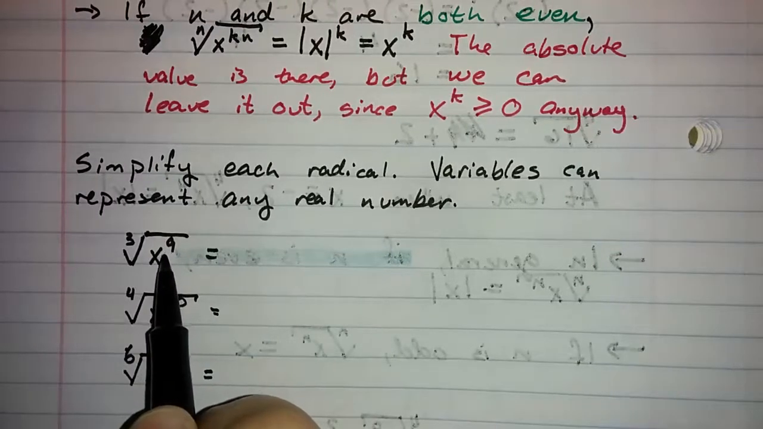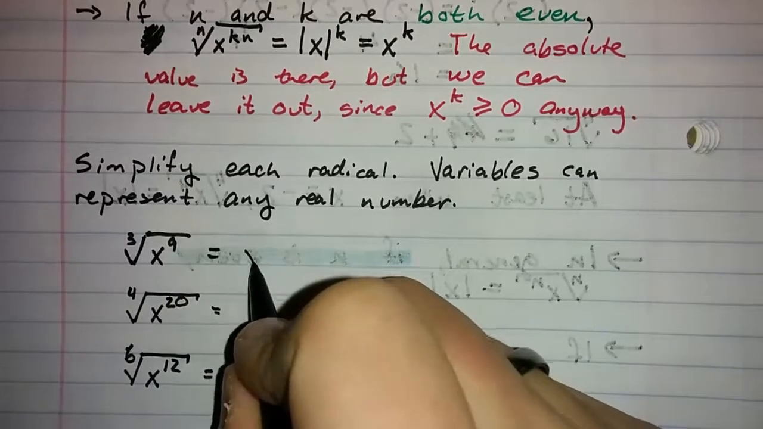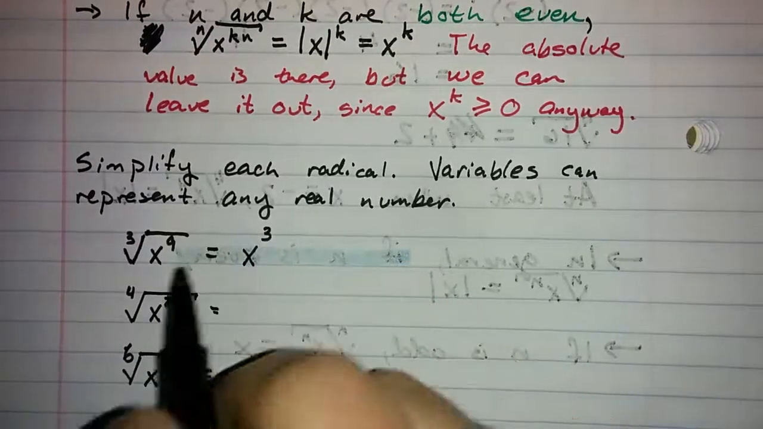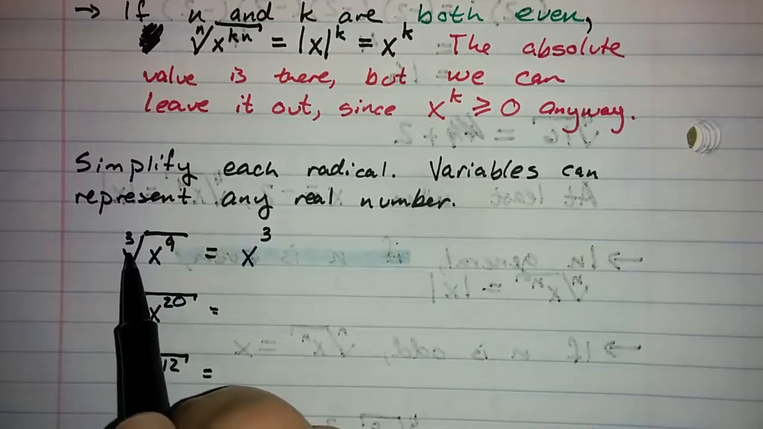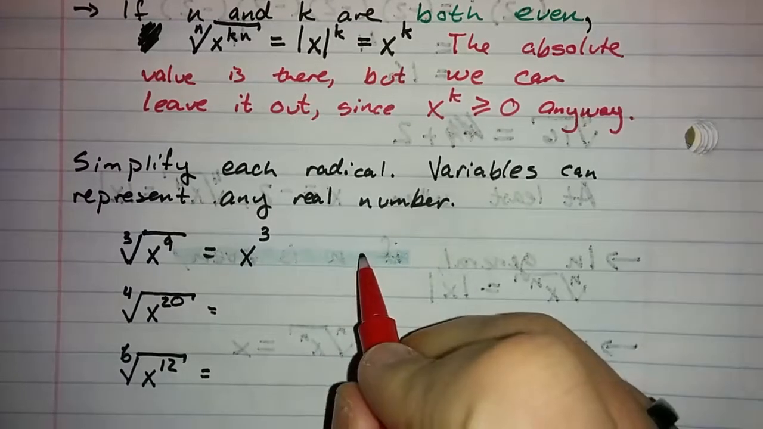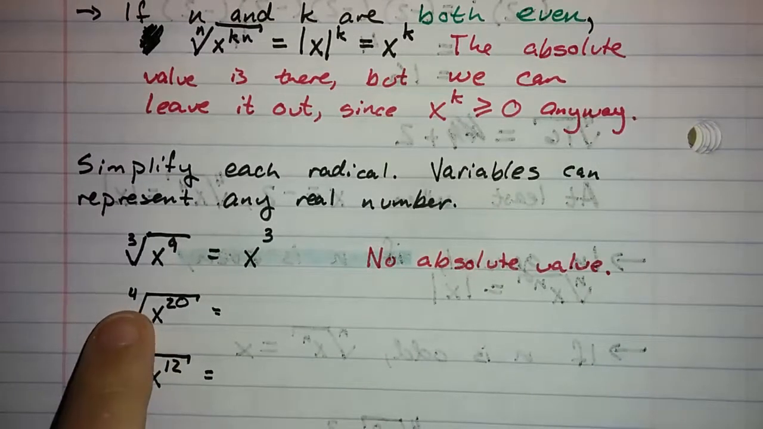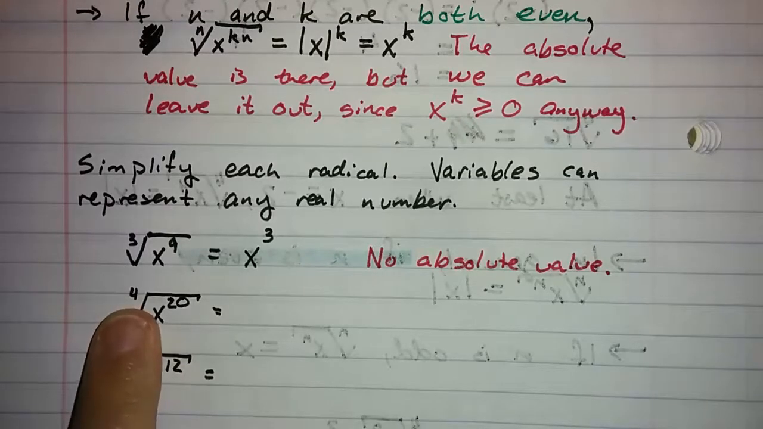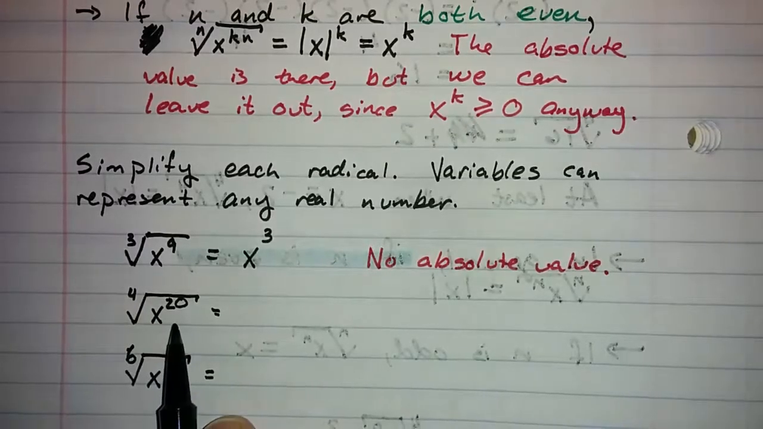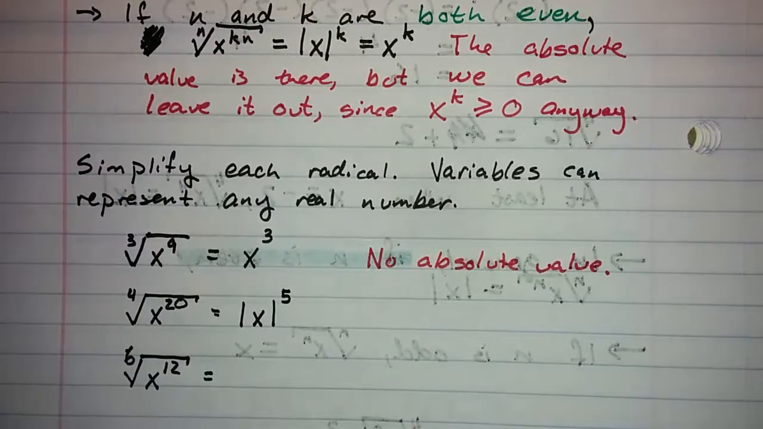So 9 is 3 times 3. So the cube root of x to the 9th, that's just x to the 3rd. Since the 3rd root is an odd root, I don't need an absolute value. And in fact, it would be wrong to have one. Now here I'm taking the fourth root. The fourth root is an even root, so I will need an absolute value. 20 is 4 times 5, so I'll have absolute value x to the 5th.